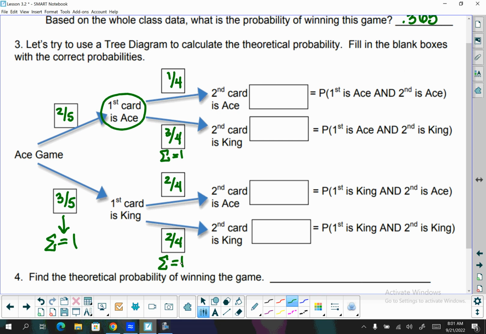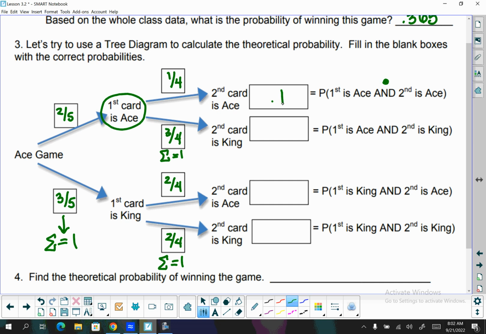Okay, so now we want to calculate the overall probabilities. Remember what I said yesterday? If we see the word and, we are multiplying. So this is the multiplication rule from yesterday. So if I want to know the probability the first card is an ace and the second card is an ace, I need to multiply 2/5 times 1/4, or 0.4 times 0.25, and I get 0.1.